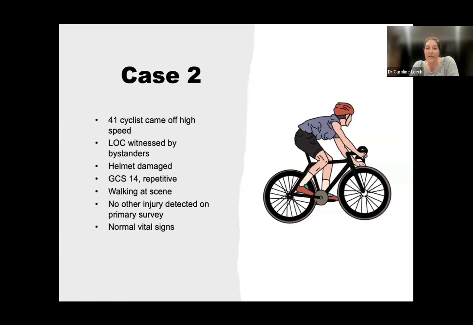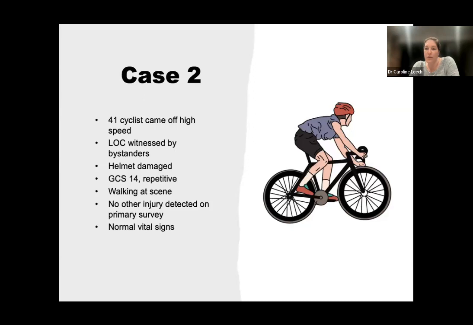This is a cyclist who's come off at high speed. Loss of consciousness witnessed by bystanders. When you ask them, he was knocked out for a few minutes, definitely. He was wearing a helmet, which is damaged. He's walking around, and you record his GCS at 14 because he's confused, and he's very repetitive and sort of keeps saying what's happened and looks a bit bewildered. He's got no other injury on primary survey and normal observations. What would you do with this patient?